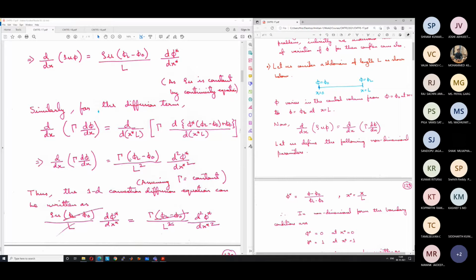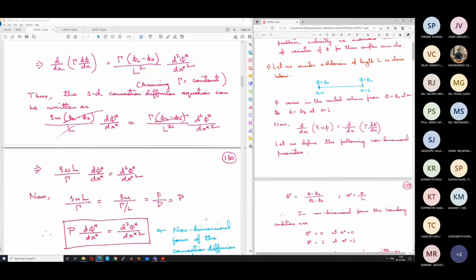So now we can write this equation by representing them with these two terms. Okay. So rho u (phi L minus phi 0) by L d phi star dx star is equal to gamma (phi L minus phi 0) by L square d square phi star dx star square. Okay. So (phi L minus phi 0) by L gets cancelled. So we are left with rho u L by gamma, d phi star dx star is equal to d square phi star dx star square.